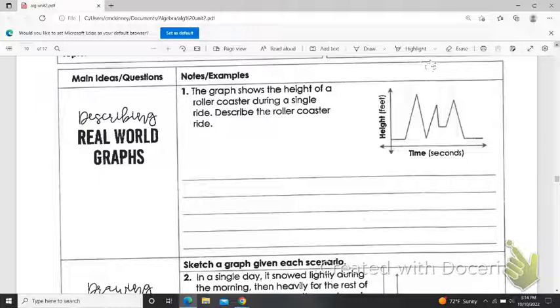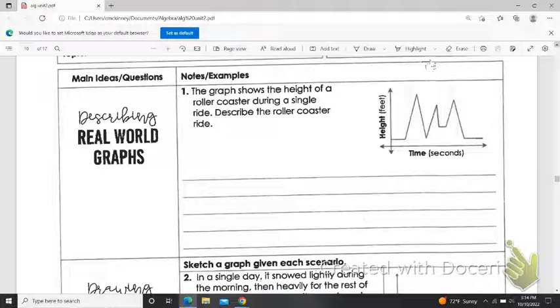So in this case, we have a graph that shows the height of a roller coaster during a single ride. The roller coaster is not all the way on the ground, right? When you get on, your butt is not sitting on the ground. So it's not all the way at zero, not all the way at the bottom. And then the time is across our horizontal axis, because that's our independent variable. As time goes on, what's happening to the height?